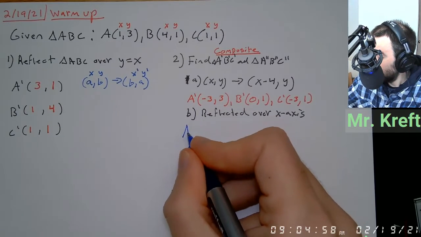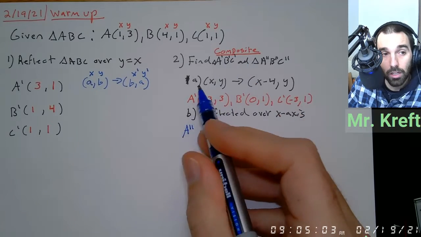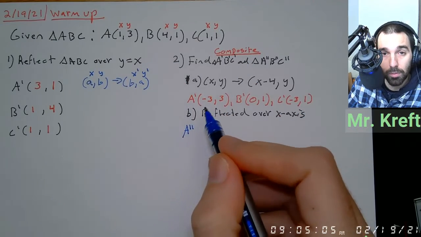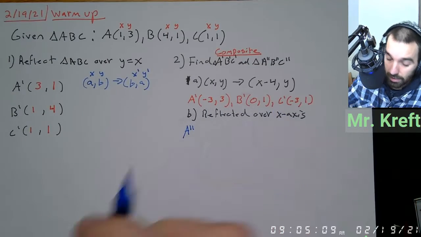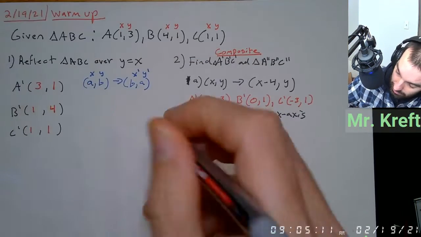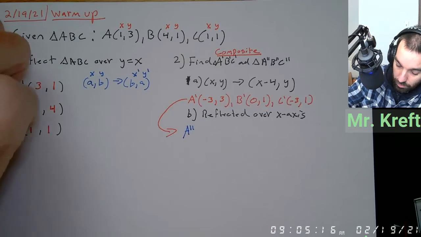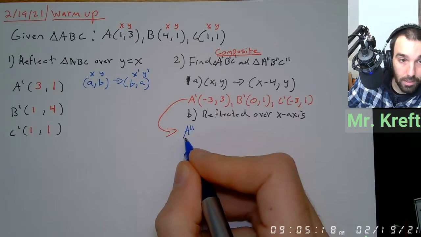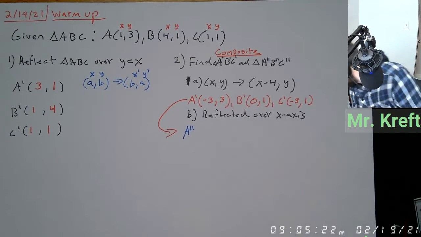Now I'm going to find my double prime points. So remember, in a composite, right? I'm not going back to my original. I'm going back to the last shape. So I'm going to be using A prime, right? So I'm going to be taking my answer from A and using it for my answer for A double prime. So I'm going to reflect it over the x-axis.